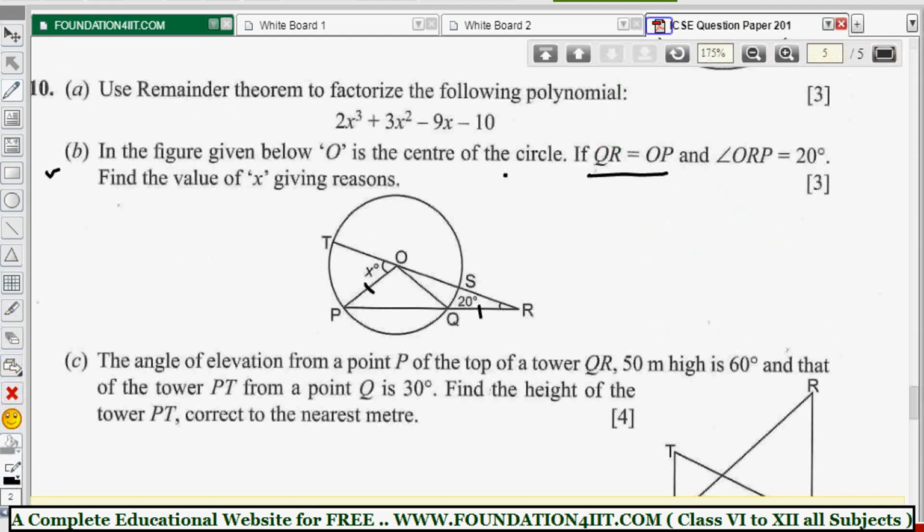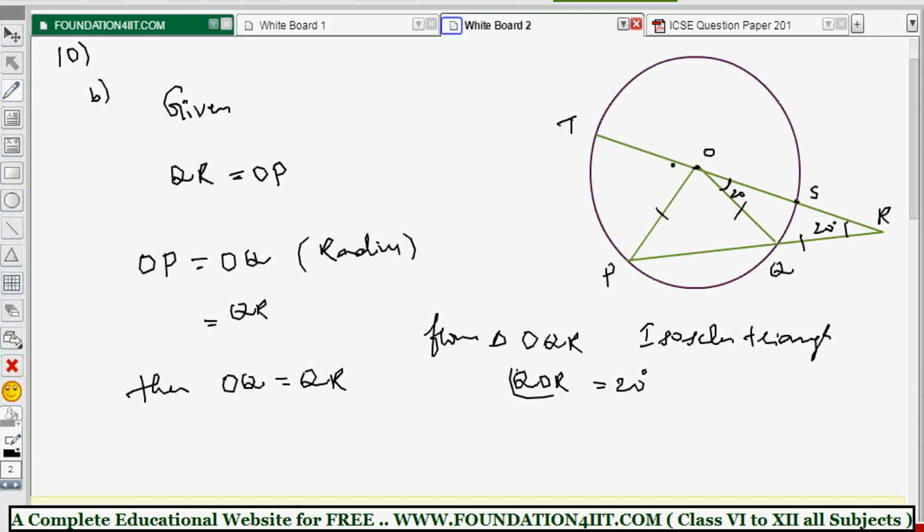Now we need to find out in this question, find the value of x. So x is here. This is x. Now we can take these values. So we can find out this angle because from OQR the exterior angle is equal to the sum of the opposite angles. So 20 plus 20, here it is 40. Right, this is 40 and this angle OPQ also is 40 degrees.